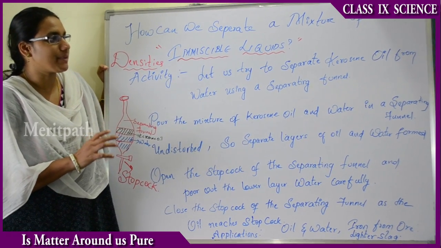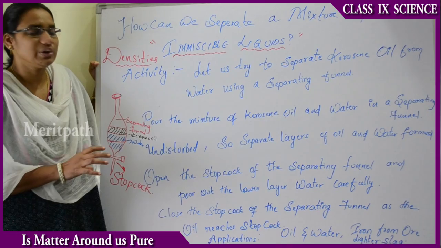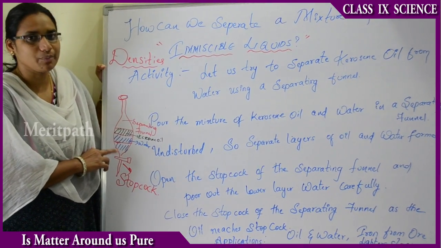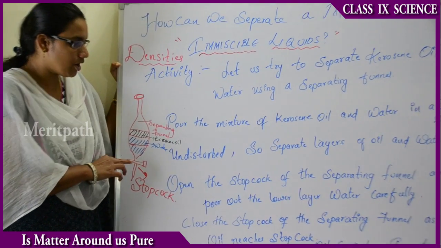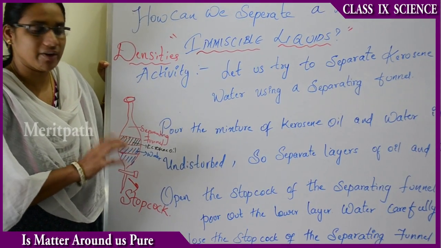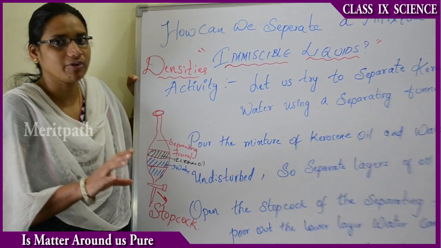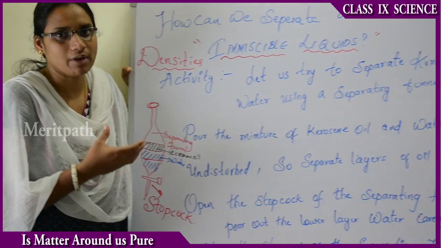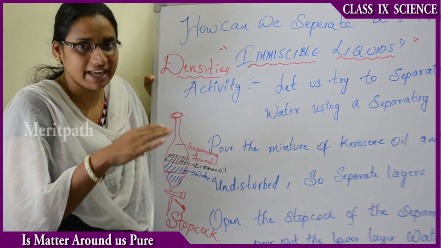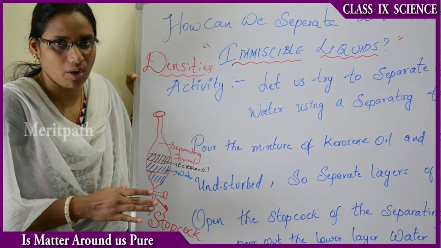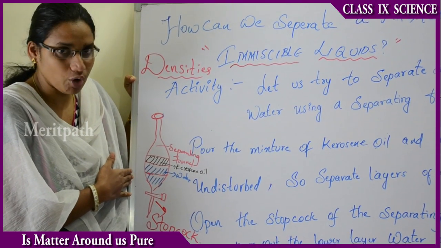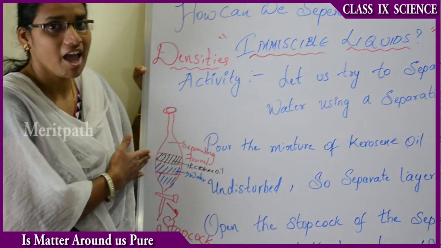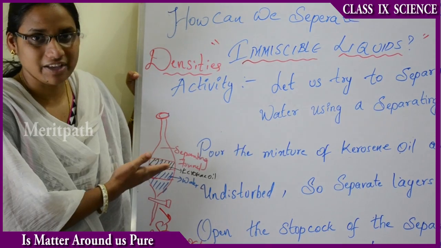Let us try to separate kerosene oil from water using a separating funnel. Let us take a separating funnel and fill it with both kerosene oil and water. Now let us pour the mixture of kerosene and water in without disturbing it. We have to keep it for some time, and we will observe that layers are formed: a kerosene layer and a water layer. Water, having more density, settles down, whereas kerosene oil, with lesser density, floats on the surface of the water.